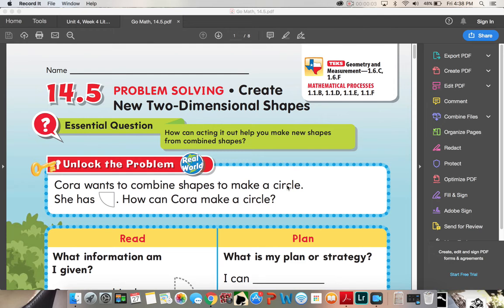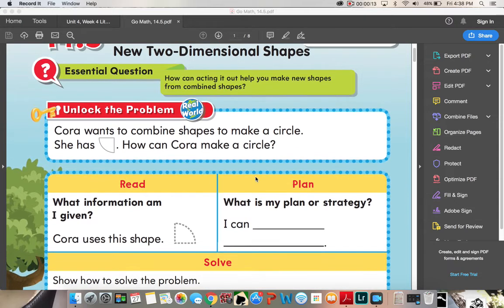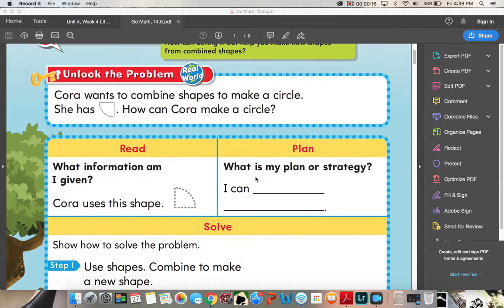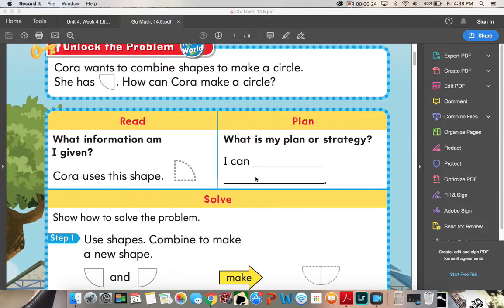We are here for 14.5, create new two-dimensional shapes. Our central question is, how can acting it out help you make new shapes from combined shapes? Kara wants to combine shapes to make a circle. She has this shape, this pie, this quarter of a circle. How can Kara make a circle?